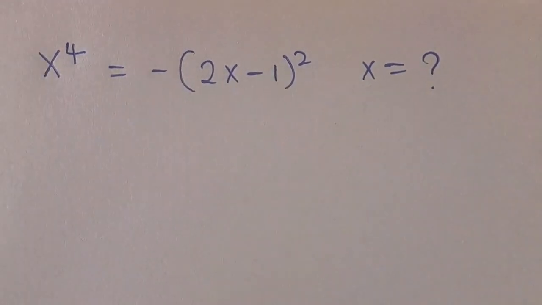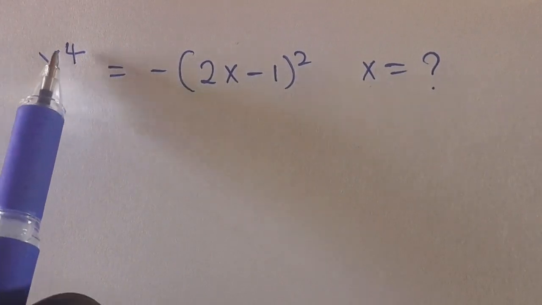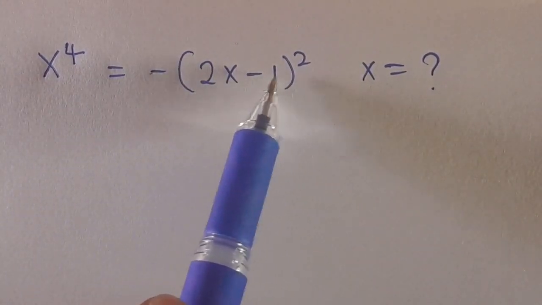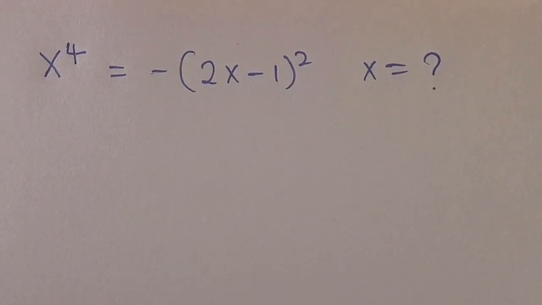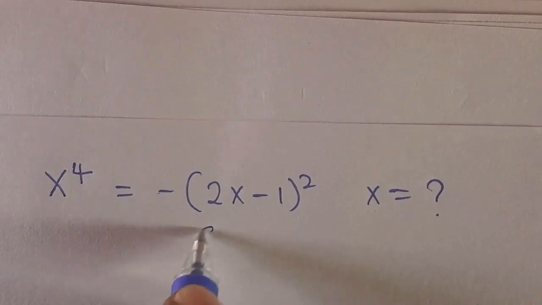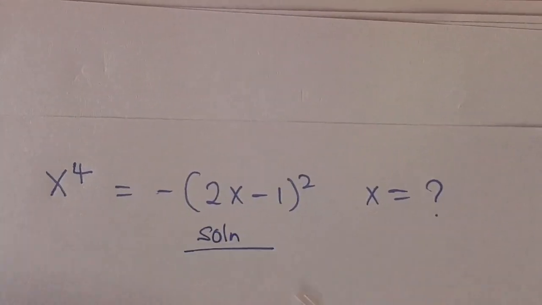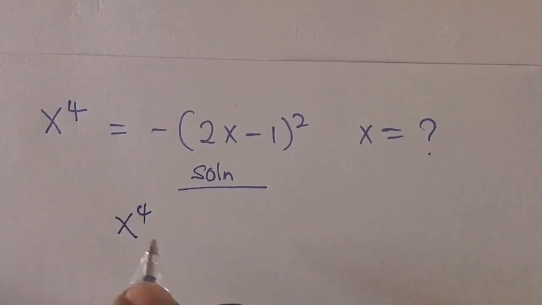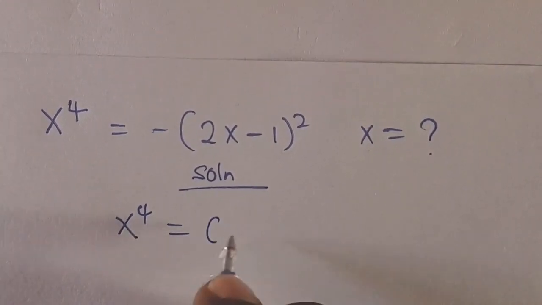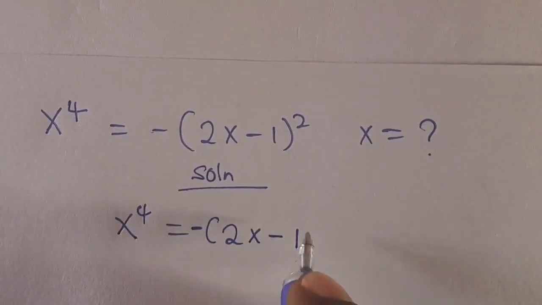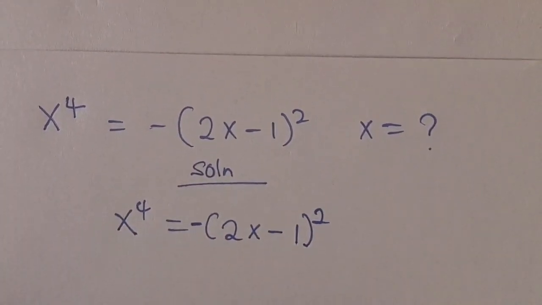Today we want to find the value of x, given that x to the power of 4 equals minus open bracket 2x minus 1 close bracket all to the power of 2. So guys, let's see how to solve this. From here we have x to the power of 4 equals minus (2x minus 1) all to the power of 2.